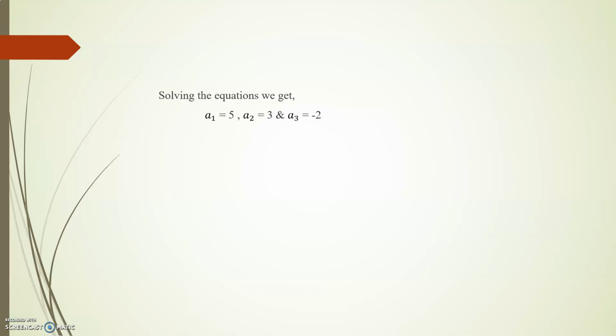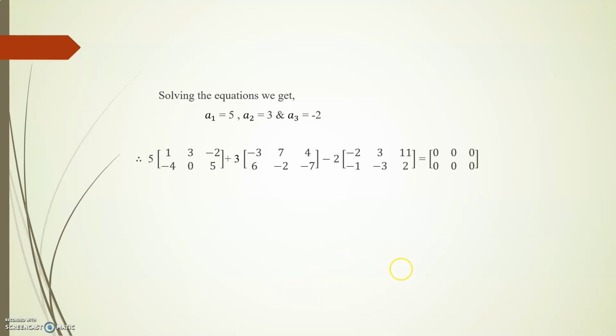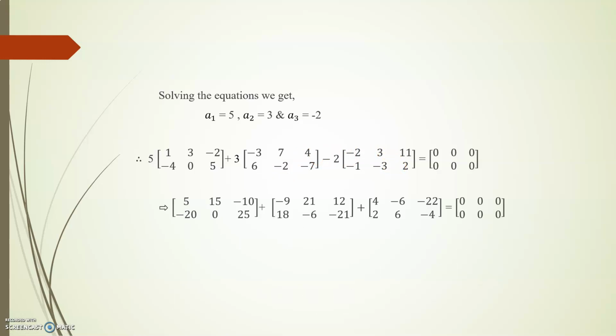Solving the equations, we get a1 is equal to 5, a2 is equal to 3 and a3 is equal to minus 2. So substituting, we get 5 into this matrix plus 3 into another matrix, then minus 2 into another matrix. So we should get all the values equal to 0.